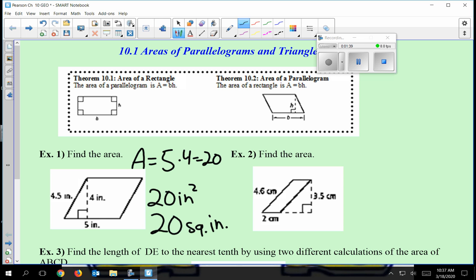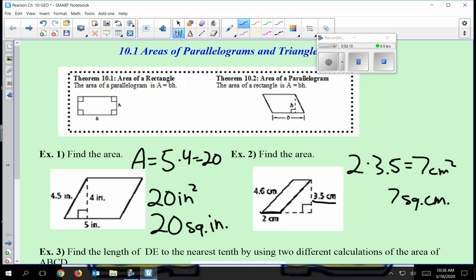Okay. On this one, a little bit different. The base is what it sits on. So the base is going to be 2, and the vertical height is going to be this 3.5. So we're going to go ahead and take 2 times 3.5, and when I multiply that out, I'm going to get 7 centimeters squared, or 7 square centimeters. Okay, I'm not worried about which way you label it, but the proper way is to make sure you put the units on there too.